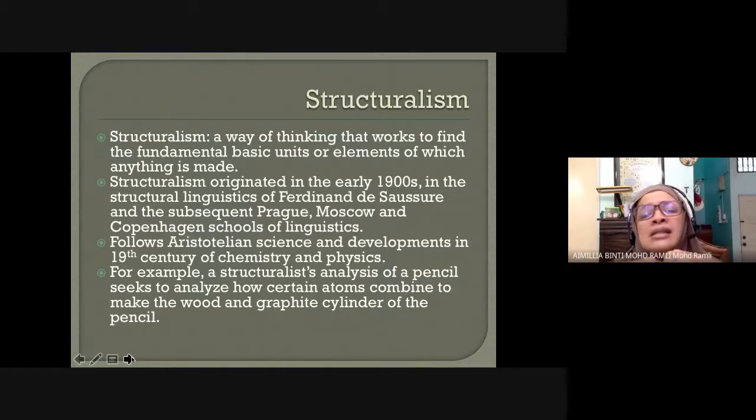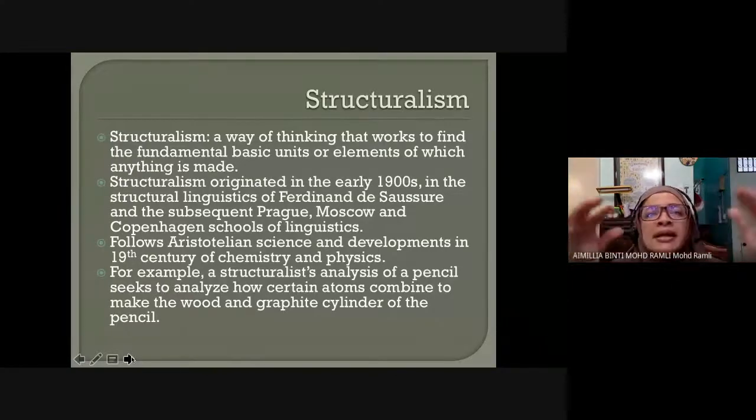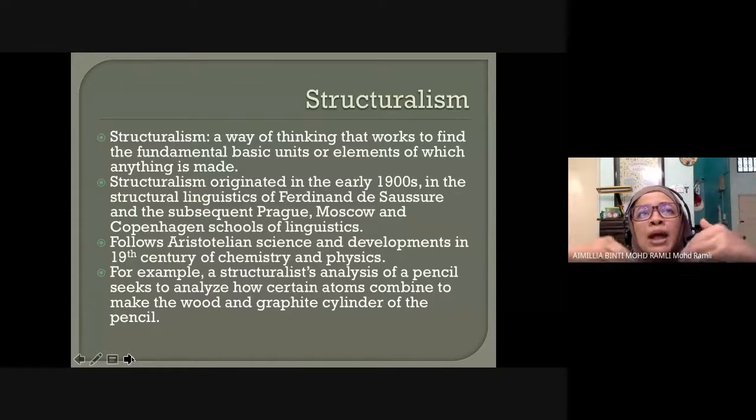It follows Aristotelian science and developments in the 19th century of chemistry and physics. Now, in the 19th century, they created the table of chemicals. Okay? And this table was created based on the quality of the chemicals, whether they are soft or hard, whether they can boil up to a certain point, and so on. So in any case, all the chemicals are put together, organized according to the attributes. And this is the best example for a structure, because everything is structured. Even chemicals that we have around us are structured in this table of chemicals.